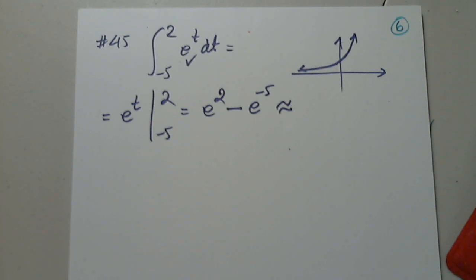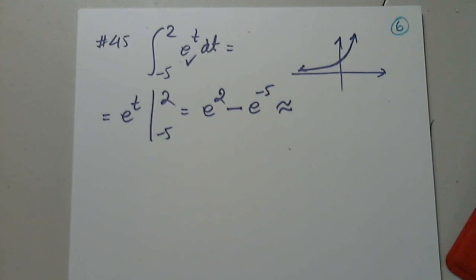So with the graphing calculator, I will plug in e to the 2 and subtract when I plug in e to the -5.